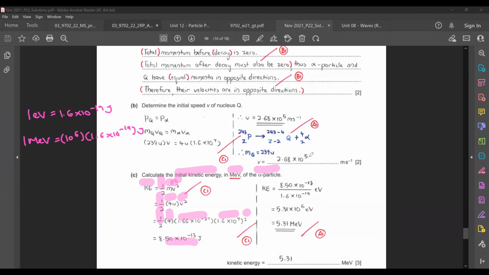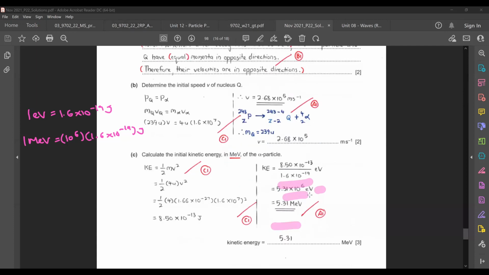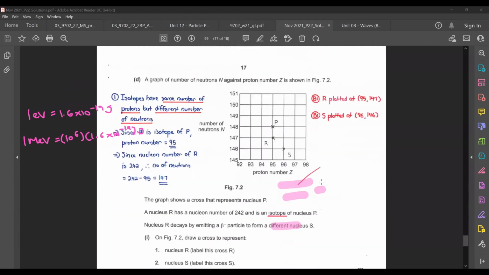From here, you change joule to eV. You divide by 1.6 times 10 power minus 19 to get eV. And then after that, from eV, you just change to mega. Eventually, you get the answer as 5.31 MeV. Okay, so this one, no issue. 3 marks just for this. Okay, then the last page, we go to the last page.